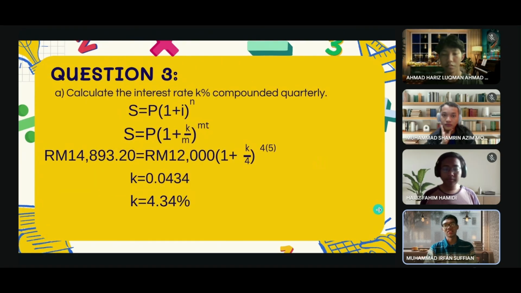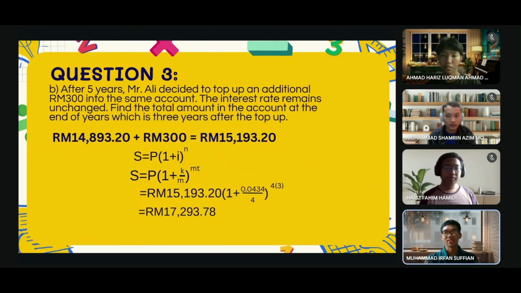For question A, we need to calculate the interest rate k percent compounded quarterly. The formula we will use is S equals P bracket 1 plus i to the power of n. Then we expand it, it becomes S equals P bracket 1 plus k over m bracket to the power of mt. Then we put in all of the numbers, so 14,893 ringgit and 20 cents equals 12,000 ringgit bracket 1 plus k over 4 bracket to the power of 4 times 5. Then we will get k equals 0.0434, but we want it in percentage, so k equals 4.34%.